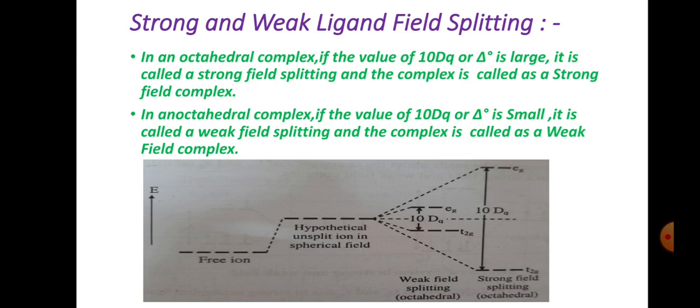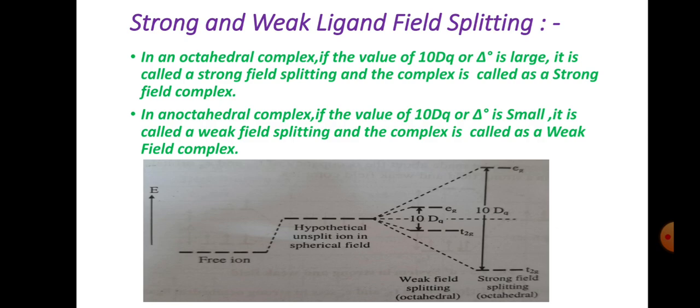Then we see strong and weak ligand field splitting. In an octahedral complex, if the value of 10 Dq or delta 0 is large, then it is called a strong field splitting and the complex is called a strong field complex. While in an octahedral complex, if the value of 10 Dq or delta 0 is small, then it is called weak field splitting and the complex is known as a weak field complex.